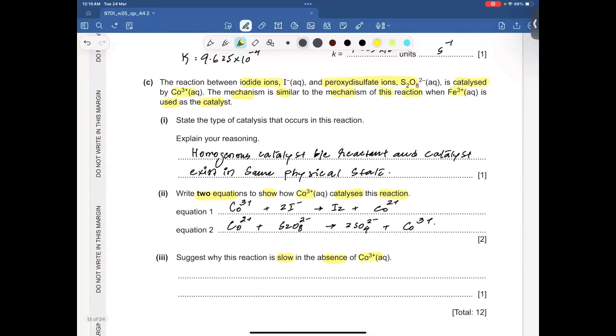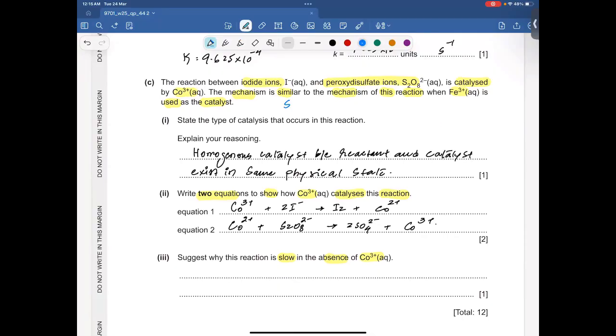Look, this is peroxodisulfate ion and this is iodide ions. They are reacting together, converting into iodine and sulfate ion. By the way, both the reacting particles are negatively charged. So they will experience electronic repulsion. Because of that repulsion, they will have a higher activation energy value, which is why reaction is slow.